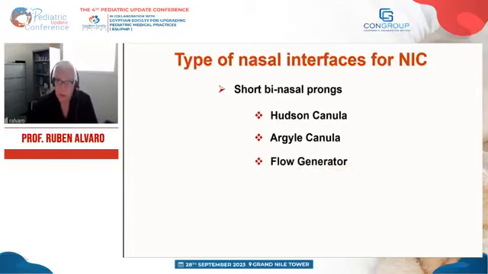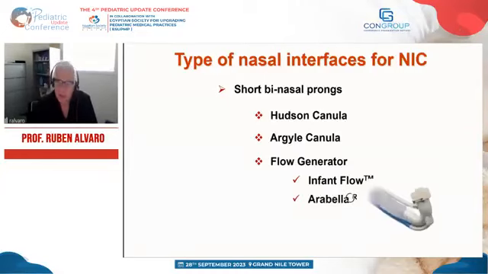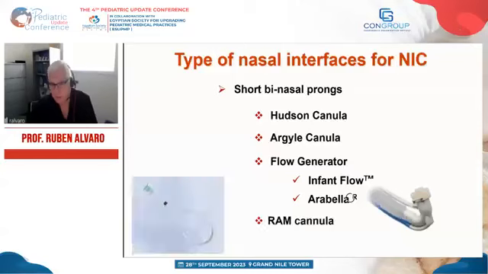Then we have the flow generator. The two most common companies that produce this are the Infant Flow and the Arabella. The beauty about this nasal interface is that it uses fluidic changes that allow for decreased work of breathing on expiration by flipping the flow from the inspiratory to the expiratory limb. That, in theory, again decreases the work of breathing during non-invasive ventilation.